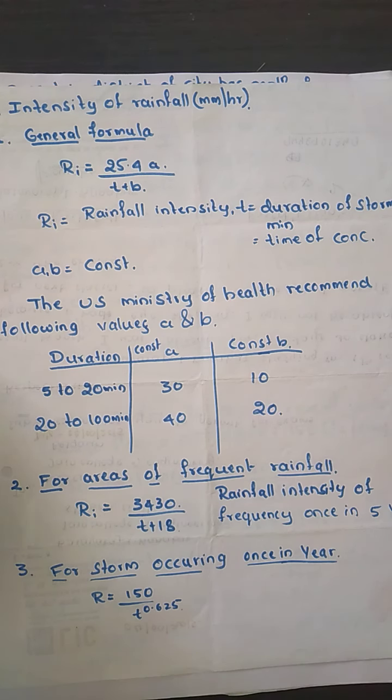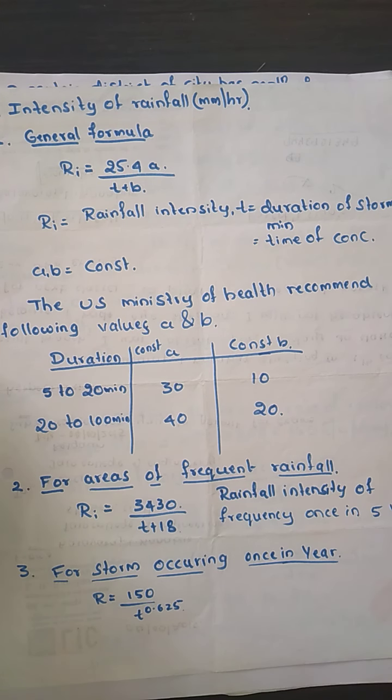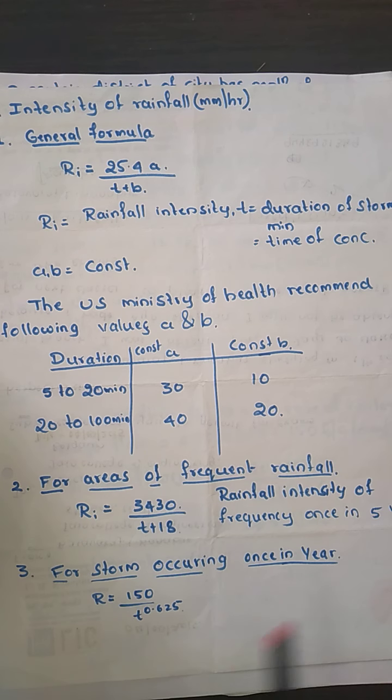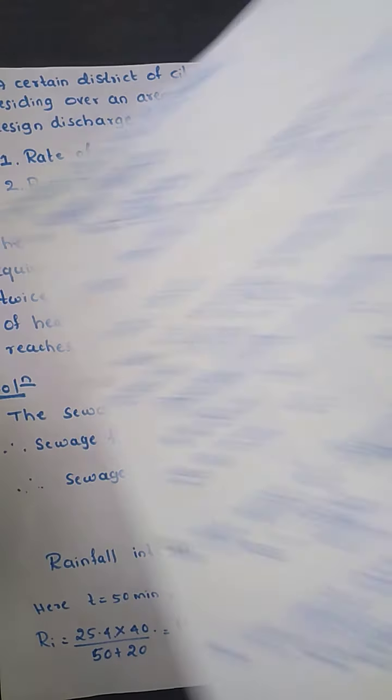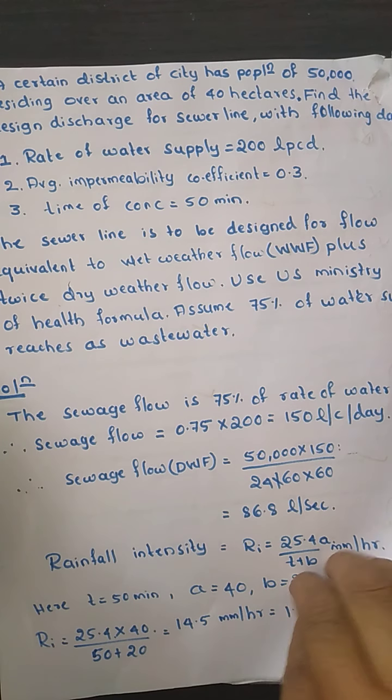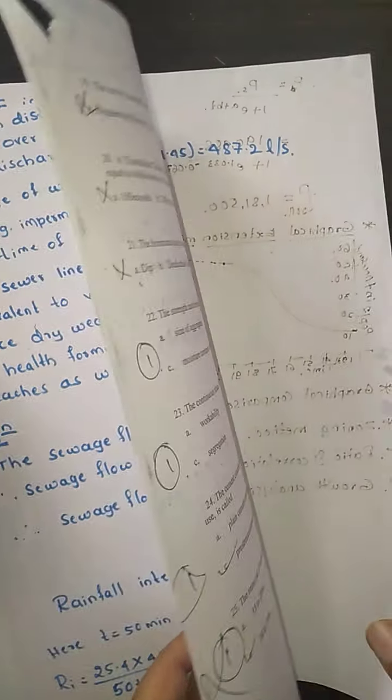If the rainfall is going to occur frequently in one particular area, then Ri can be given by the formula 3430 divided by T plus 18, if the rainfall frequency is once in 5 years. For a storm occurring once in a year, Ri can be given by 150 divided by T raised to 0.625. If the rainfall is going to occur once in a year, it can also have some other formulas, which I will let you know.